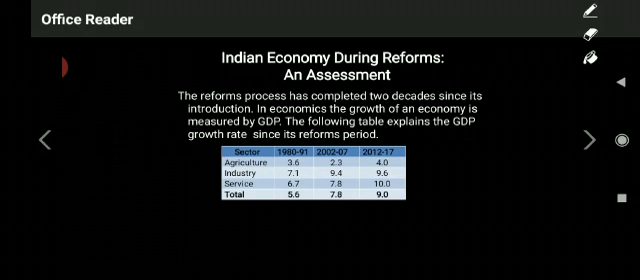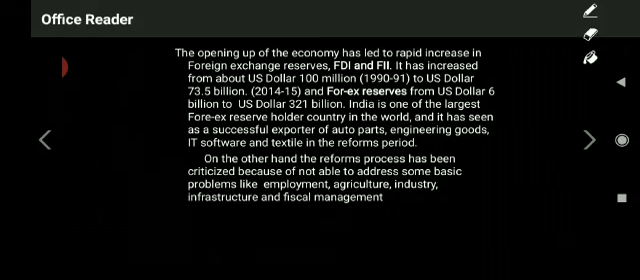Look at the next picture. The opening up of the economy has led to a rapid increase in foreign exchange reserves. Opening up of the economy, in the sense, globalization.